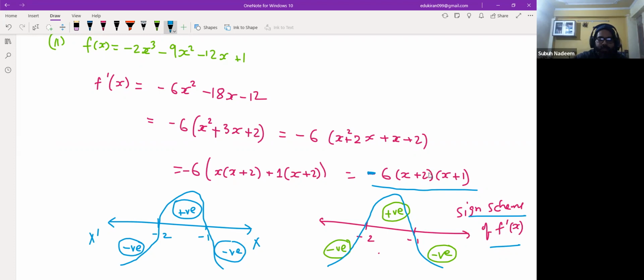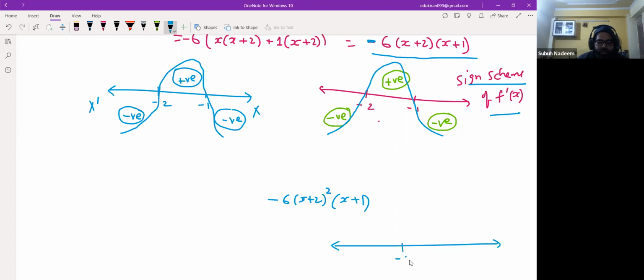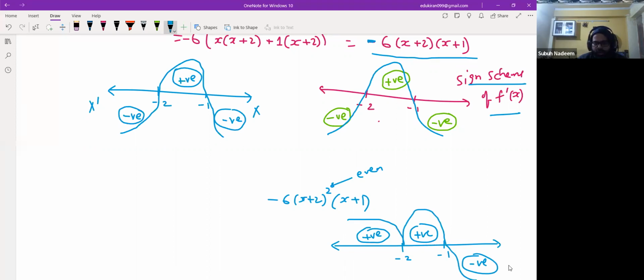For example, suppose it is minus 6x plus 2 whole square into x plus 1. If it is like this, then what will happen? Again, you will plot minus 2 and minus 1. You will take negative here because outside there is a minus sign. Then at minus 1, it will become positive. At minus 2, it will not become negative. It will remain positive. It will not change sign because its power here is even. So if the power is even, it will not change sign. So the graph would be like this in that case.